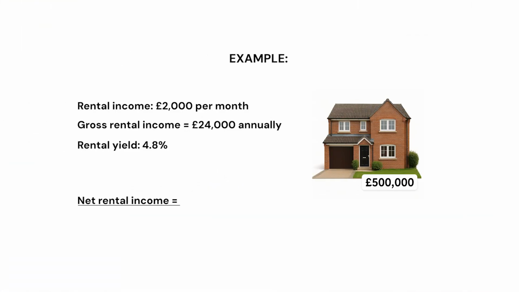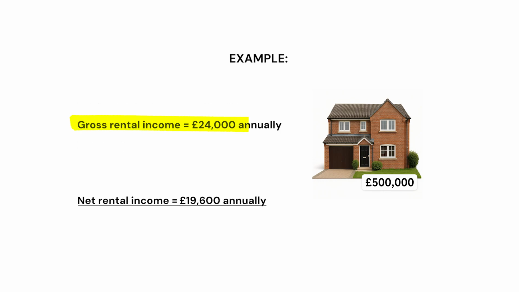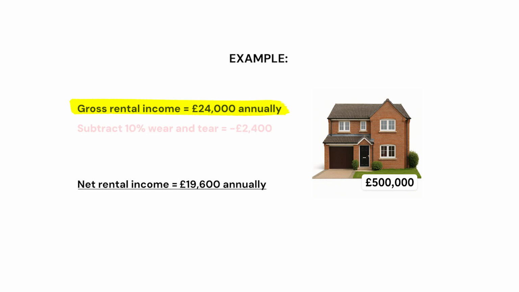So continuing with this example, this would mean that the net rental income from the property is likely to be more like £19,600 a year. You take the gross income of £24,000 and subtract 10% for wear and tear, which is £2,400, as well as 1 month's rent for potential void periods, so that's another £2,000.